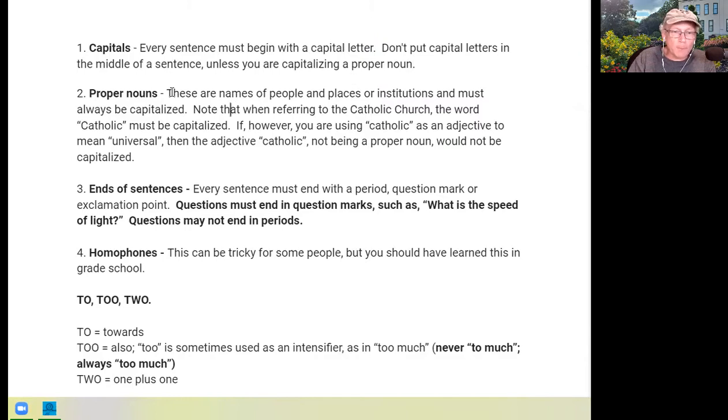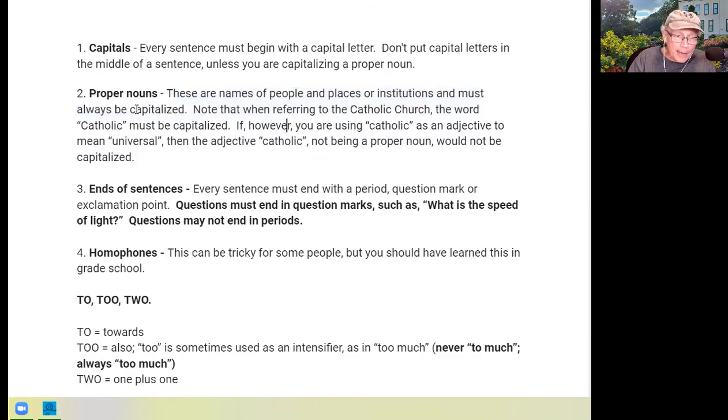Proper nouns. What's a proper noun? These are names of people, places, or institutions and must always be capitalized. Note that when referring to the Catholic Church, the word Catholic must be capitalized. If, however, you are using Catholic as an adjective to mean universal, then the adjective Catholic, not being a proper noun, would not be capitalized.